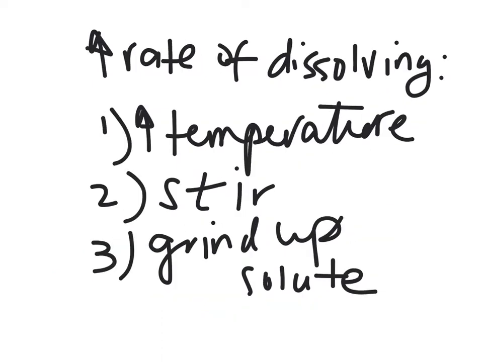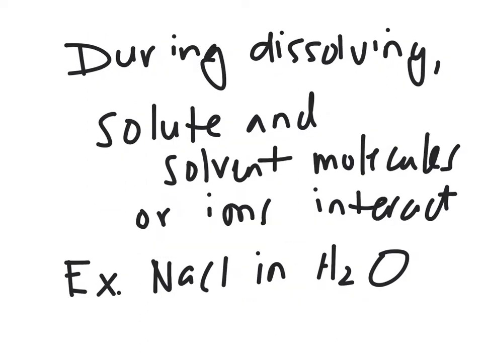So you can make things dissolve faster, and you may have discovered this just when you're cooking. One thing you can do is increase the temperature. Okay, so if you're trying to make hummingbird water and you're dissolving a whole bunch of sugar in water, you heat it up to get all that sugar to dissolve faster, otherwise it'd take quite a long time. You also might stir it up or grind up the solute into tiny pieces, because when you do that, you increase the surface area of that solute and you make it more accessible to dissolving. So those are three ways that can speed up the rate of dissolving.